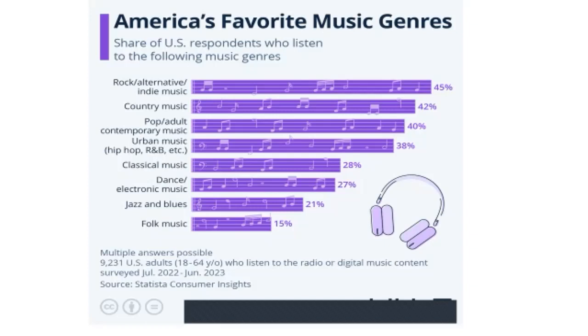Classical music, this might surprise you, is still popular in America, at 28% popularity. Dance and electronic music, boom, boom, boom, kind of like that, the kind you might hear at dance events, is very popular. Jazz and blues, which are the foundation of all of these different genres, are at 21%.